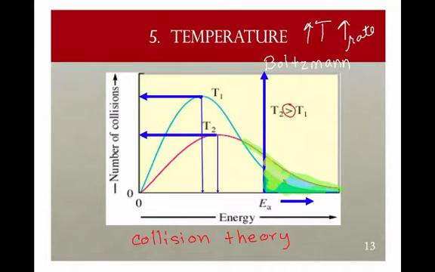Now, when I increase the temperature, I get many, many more collisions that are effective. It's the whole area under the curve that represents our effective collisions. So by increasing the temperature, we increase the energy of the collision, and we increase the fraction of molecules that have sufficient energy to make it up and over that activation energy curve.